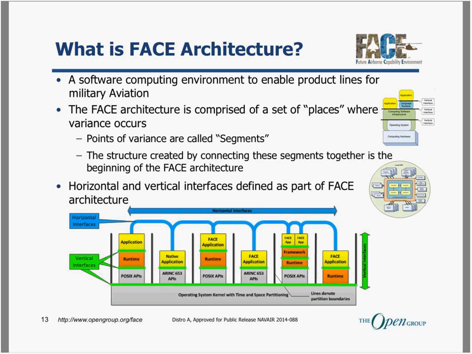So architecture, as I mentioned, is a computing environment that will enable product lines for military aviation or any other software product line development. We've established a set of places or segments where we have points of variance. Inside those segments, there is design flexibility as long as you meet the requirements of those segments, and the boundaries of those segments are bounded by robustly defined interfaces.